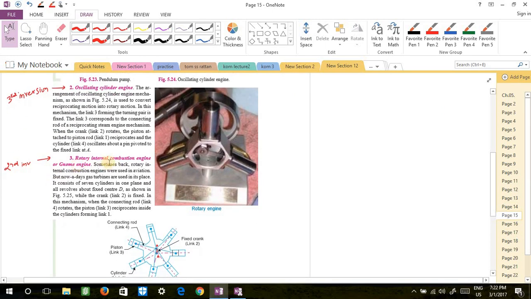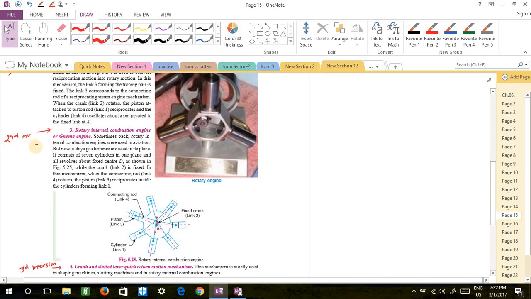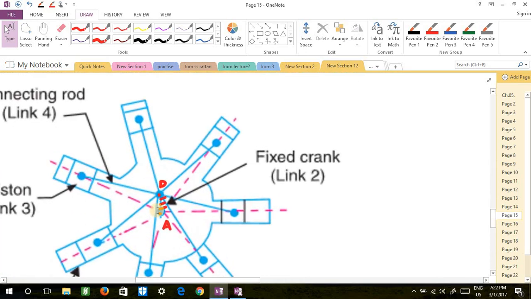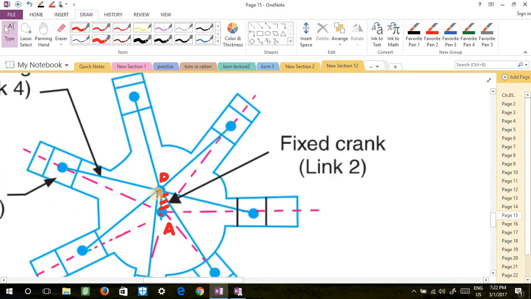Now, rotary internal combustion engine or Gnome engine. This is the second inversion of single slider crank chain. If you can clearly note it down, here in the book there is a mistake. They have not shown that this link, this AD link, is fixed. In your book it will also not show that this point is D point and this point is A point. If I show you with a black dot, this is D point and this is A point.